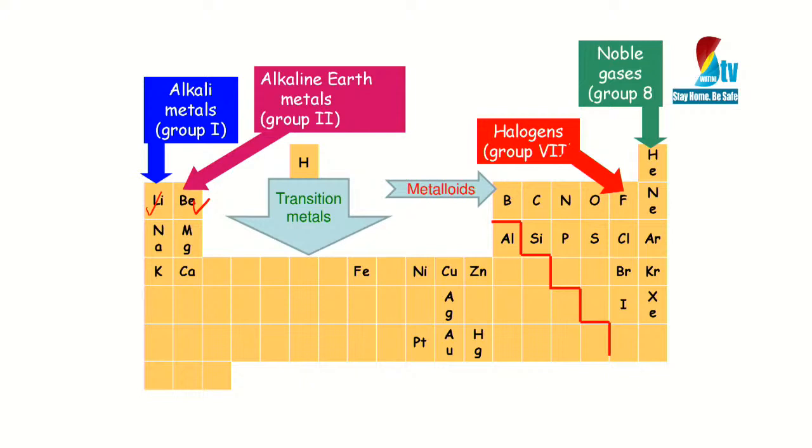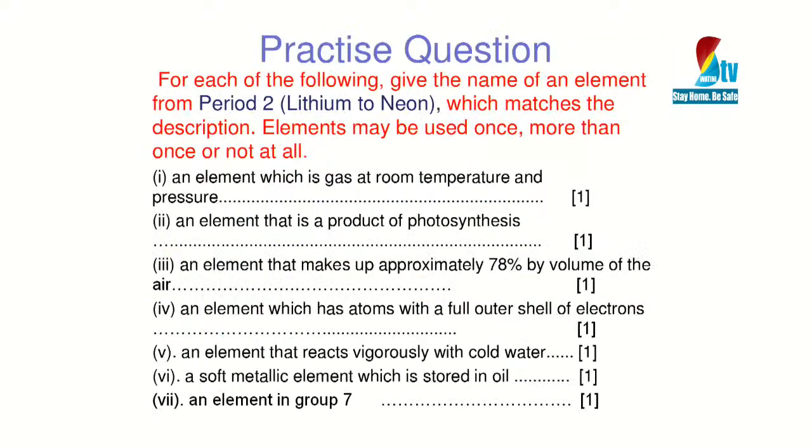We then have transition metals, which tend to have a variable valency. After that, we have metalloids, which are usually placed on both sides of the staircase. And then we have halogens, which are in group 7. And lastly, the group which has only gases, referred to as noble gases, that is group 8.